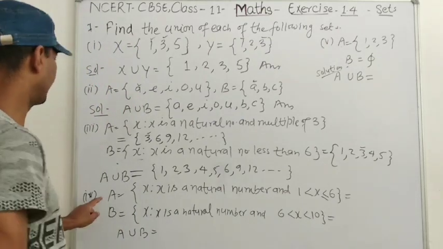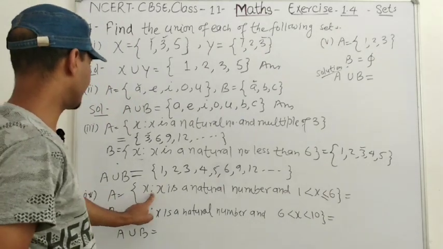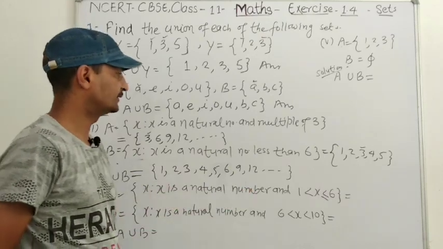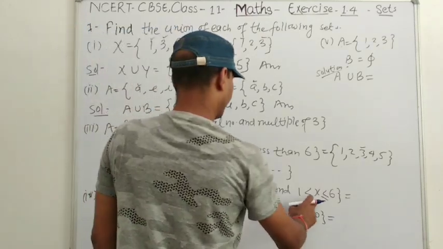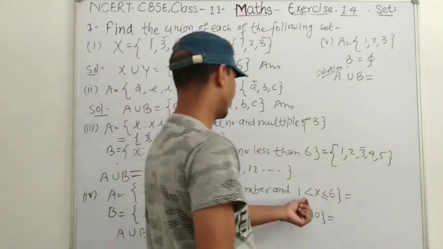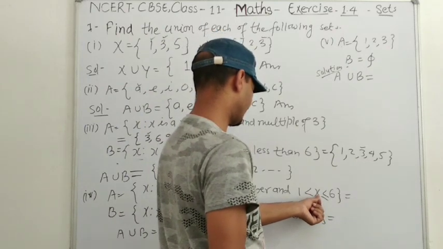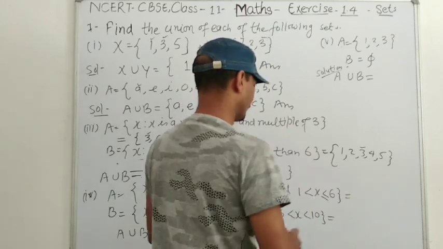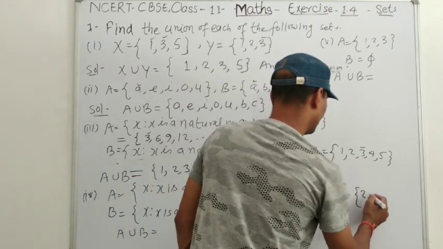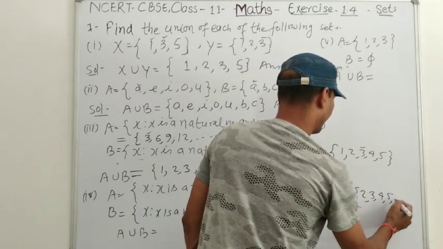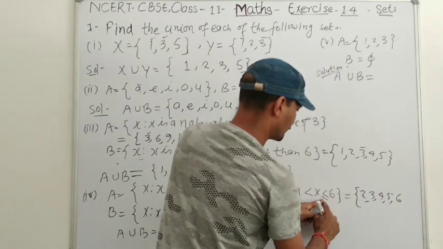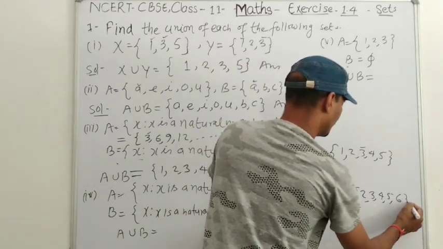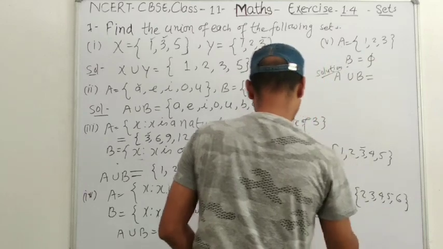Now next, number 4. A equal to x such that x is a natural number and x is greater than 1. इसको meaning के सर जो number हुन्छ 1 is less than x means x is greater than 1. 1 भन्दा ठुलो. That means 2, 3, 4, 5, 6 also because it is less and also equal. 6 पनि include गर्नु पर्यो equal गर्दा.